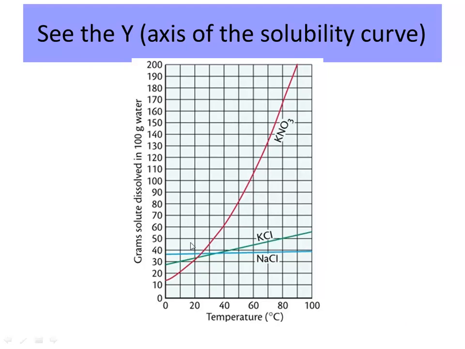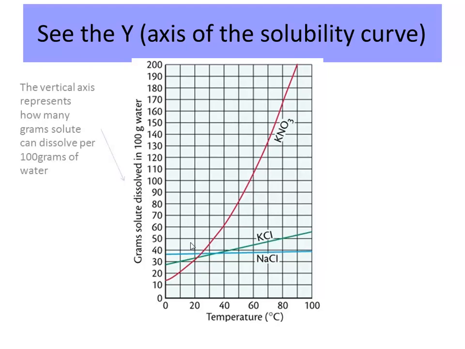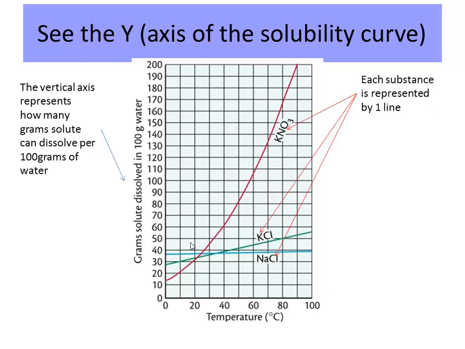So, consider this graph. We have to look at the axis. This is a solubility curve. So, the vertical axis represents how many grams of solute can dissolve per 100 grams of water. Each substance is represented by a line. And the changes in solvent temperature will affect how soluble the solute is. So normally the trend is that if you have a higher temperature, the more will dissolve.